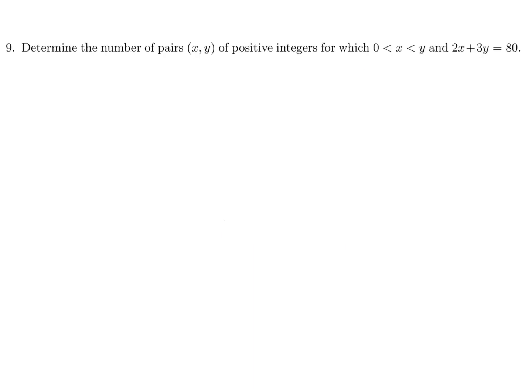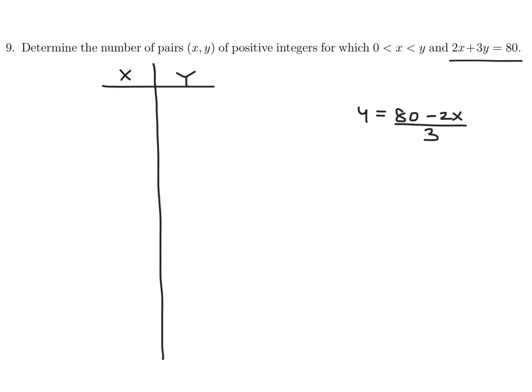Determine the number of pairs xy of positive integers for which 0 is less than x less than y and 2x plus 3y is 80. Okay, though only one equation, right? So we got to do some inspection here. Which way do I want to proceed here? Let me solve for y. You can do it either way, and that is going to be like that. And then let's make a table and see what happens. And my hope is that there's going to be some sort of a pattern.